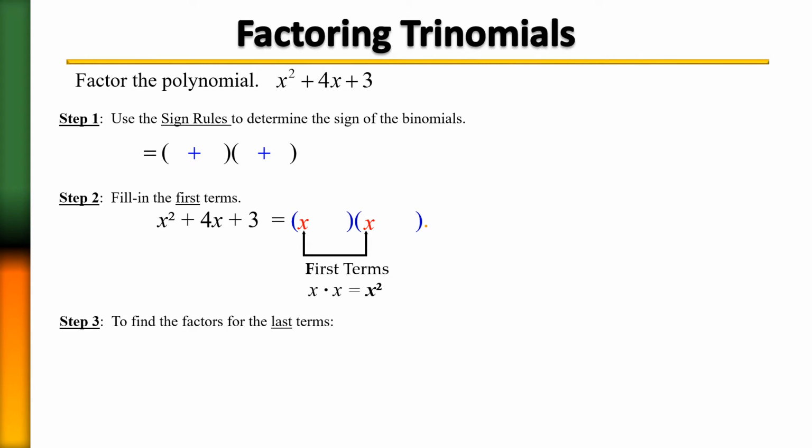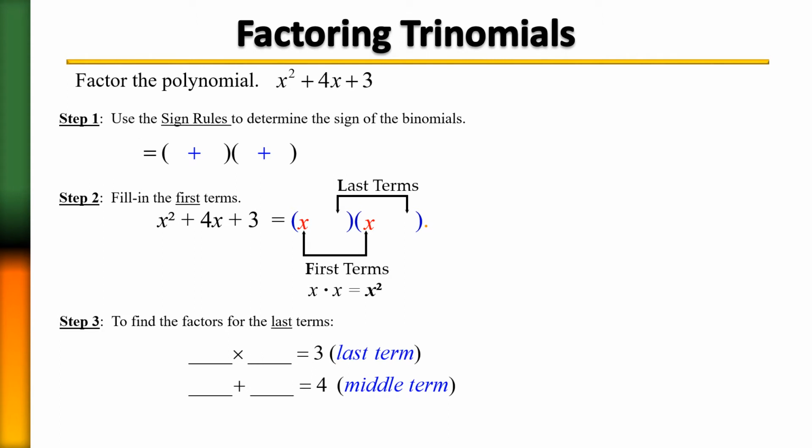Next, you want to look at your last term. Our last term is a 3. And then you want to look for two numbers that when you multiply them will equal 3. Well, there is only the possibility of 1 times 3. There are no other ways in which I multiply it that is going to give me 3. I also want a pair of numbers that if I were to add those same two numbers is going to equal our middle term. So let's test that.